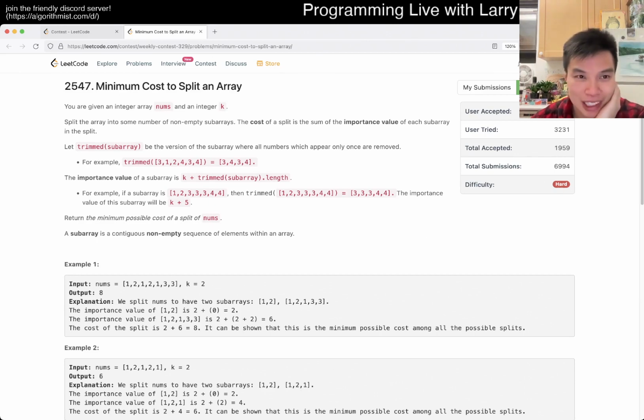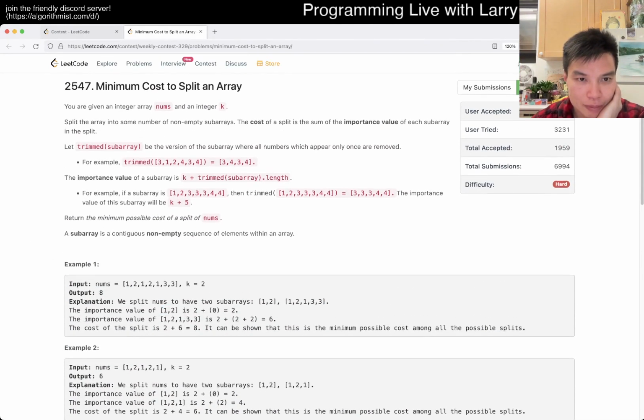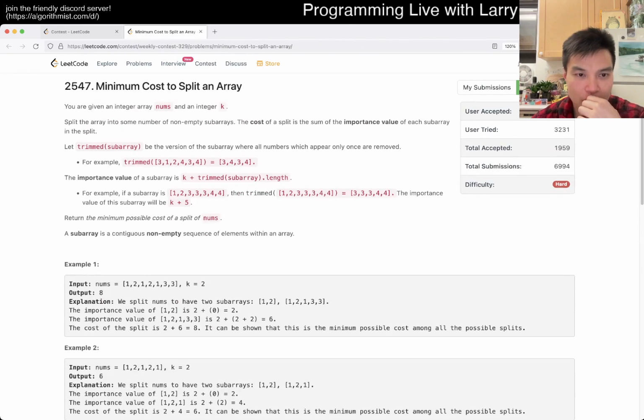A lot of people got this one, which I'm cheating by looking. But okay. Only ones are removed. Okay, so you only get the dupes, or numbers with dupes. Okay. Important value is k plus the length of this. So trim of this equal to, say, 5 would be k plus 5. So you're just given k. With 0 plus 2, okay. And we're trying to minimize. Okay.